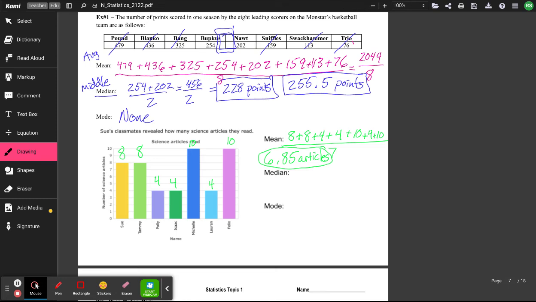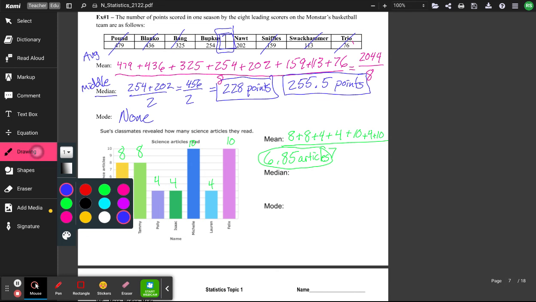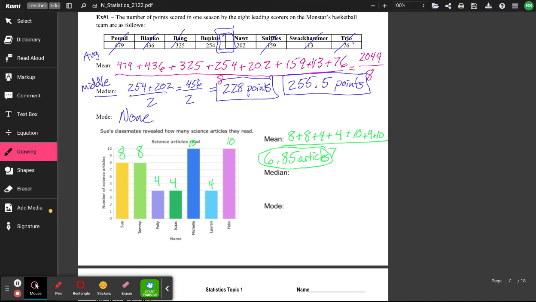All right, for our median, sometimes when I'm calculating the median, I think it's helpful to order out all of the values. So we have 3 4s, 2 8s, and 2 10s. I always go smallest to biggest because now when I find the middle value, remember this is different. It's not the average. I'm going to cross out the smallest one, the biggest one, the next smallest, the next biggest, the next smallest, the next biggest. What term falls exactly in the middle of our data set? Our median would be 8 articles. That is the middle value.